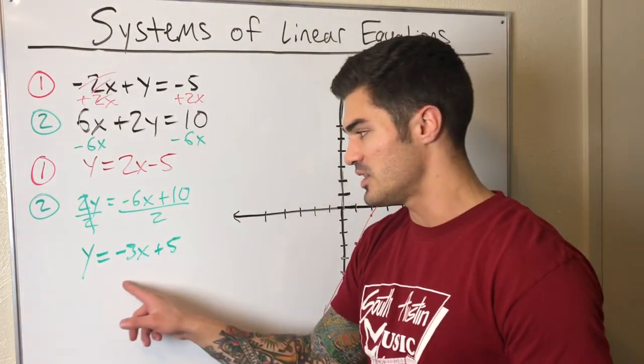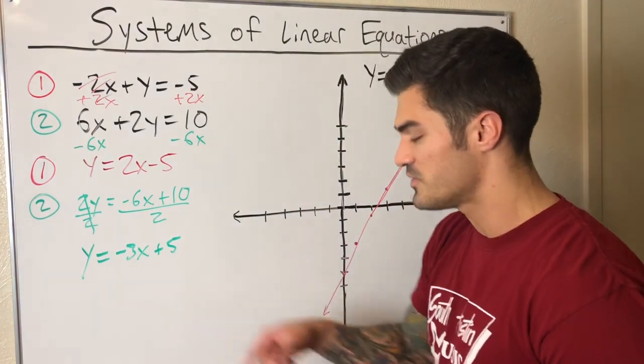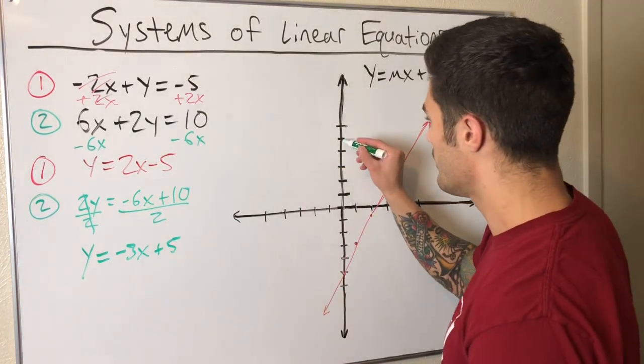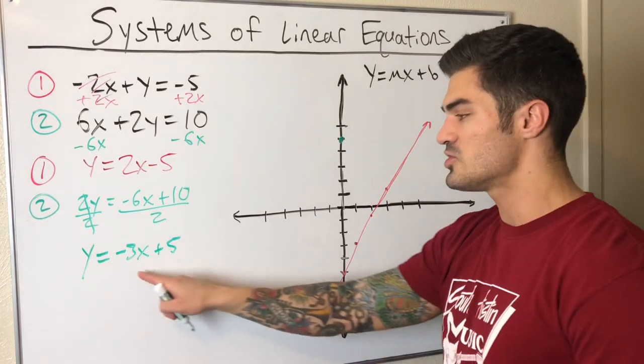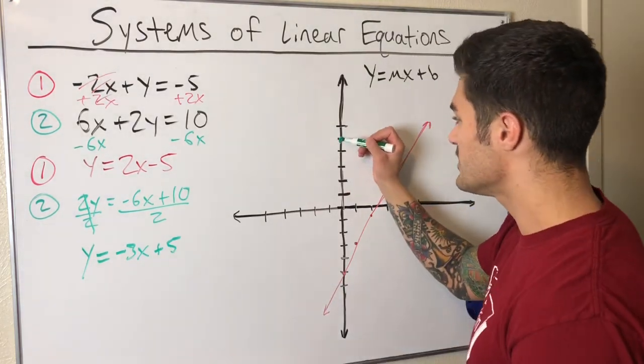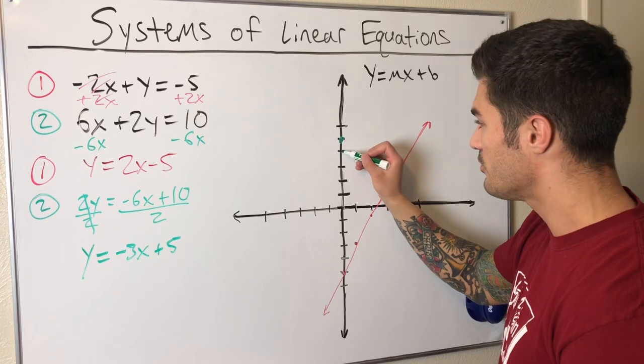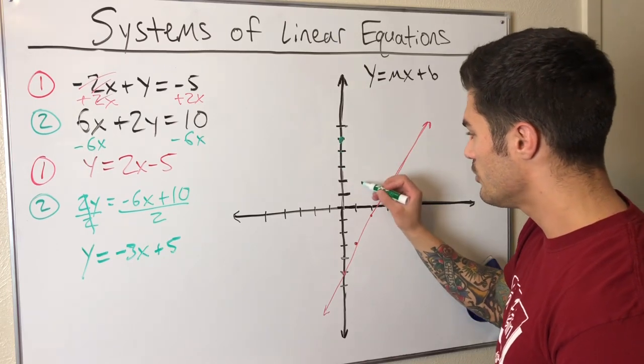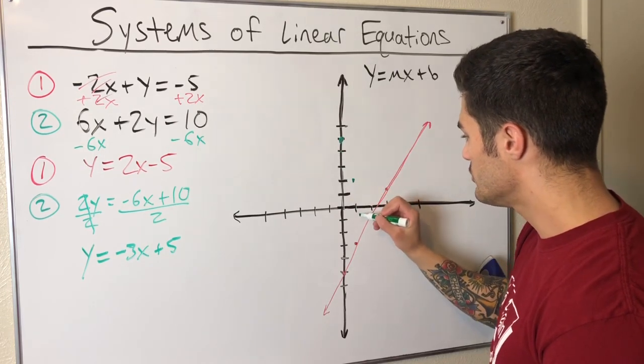And I'm going to do the same thing with this line, y equals -3x plus 5. So I'm going to start at plus 5 up here, and I'm going to use the slope, which is negative, which means I'm rising, but in the opposite direction. I'm going down 3. So 1, 2, 3, and over 1.